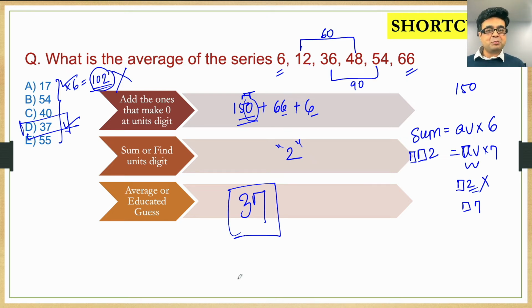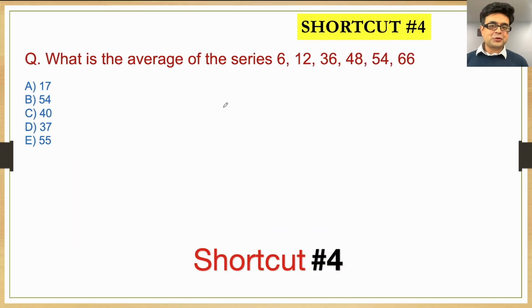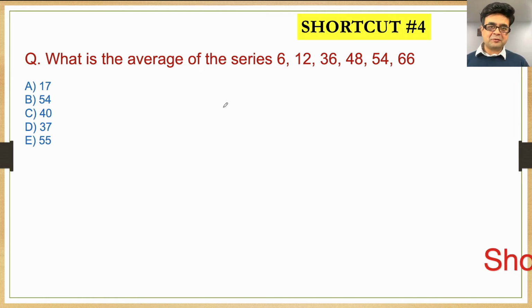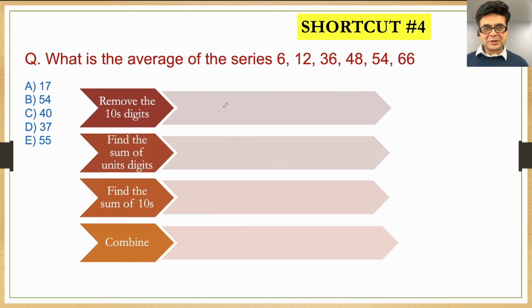However, you might want to pause, go back in time a little bit and look at this method to get more out of it. The fourth shortcut is one of my favorite shortcuts. This is about how to find a sum very, very quickly. So practicing this particular method is extremely important for any standardized test. And let me explain how.